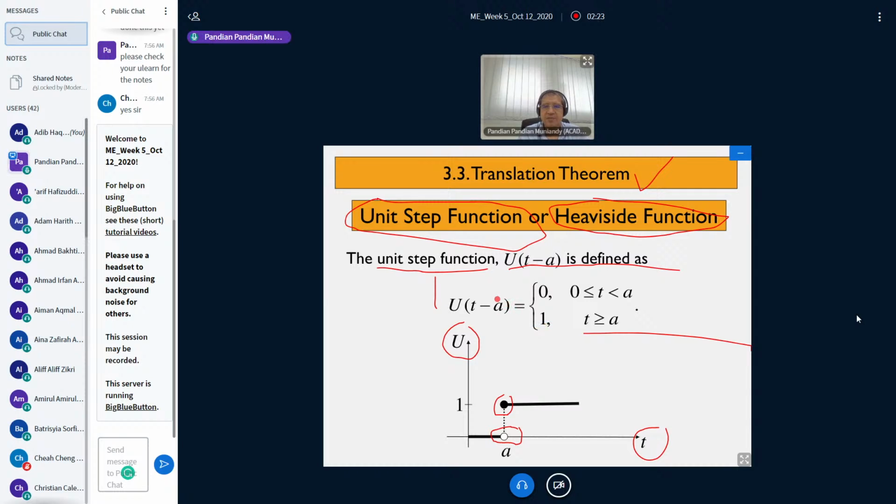So this a must be the same as this a. Take note, this is the basic definition. You cannot change this. Only we can change the value of a. For example, I can put 5. So 0 to 5, and then greater than 5, it is 1. That's why we call it unit. The unit step function u(t minus a) is defined like this.